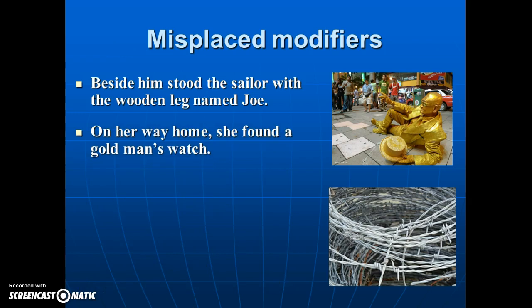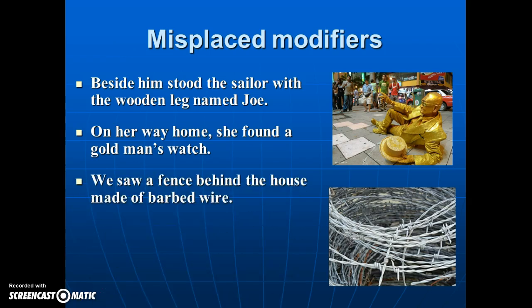Similar, "on her way home she found a gold man's watch." You mean to write that it's a man's watch that is gold, but the way it's written here it's a gold man, like the top picture there. And then also, "we saw a fence behind the house made of barbed wire." You mean that the fence is made of barbed wire, so you need to redo that because as it's written, the modifier is misplaced, and it sounds like the house is made of barbed wire. So just be on the lookout for these common grammatical issues, and we'll continue to practice them through the quiz, activities, and into the stories, and be sure we get everything squared away.